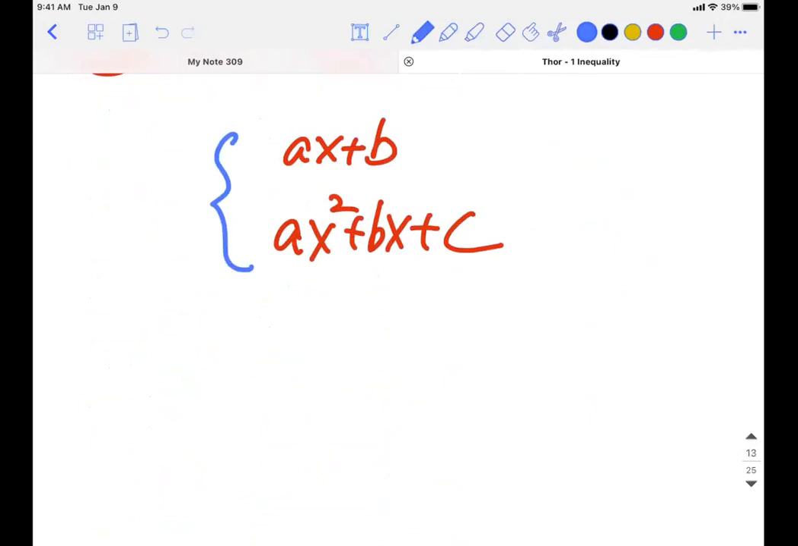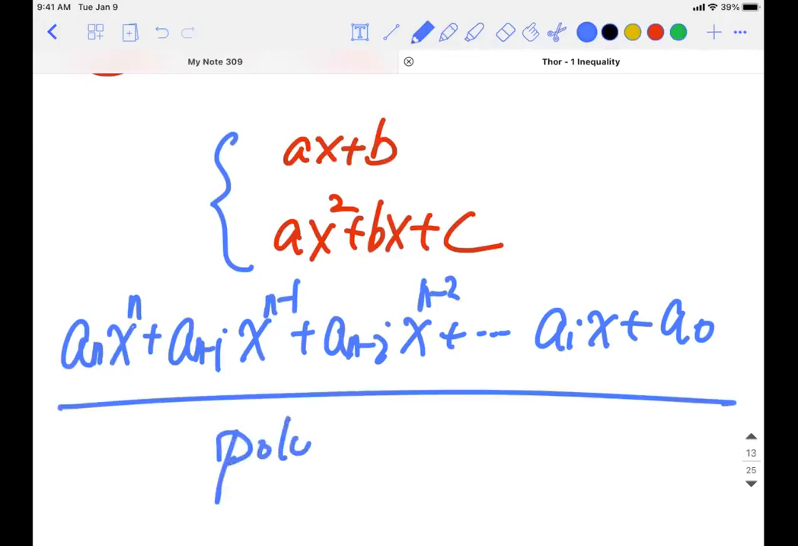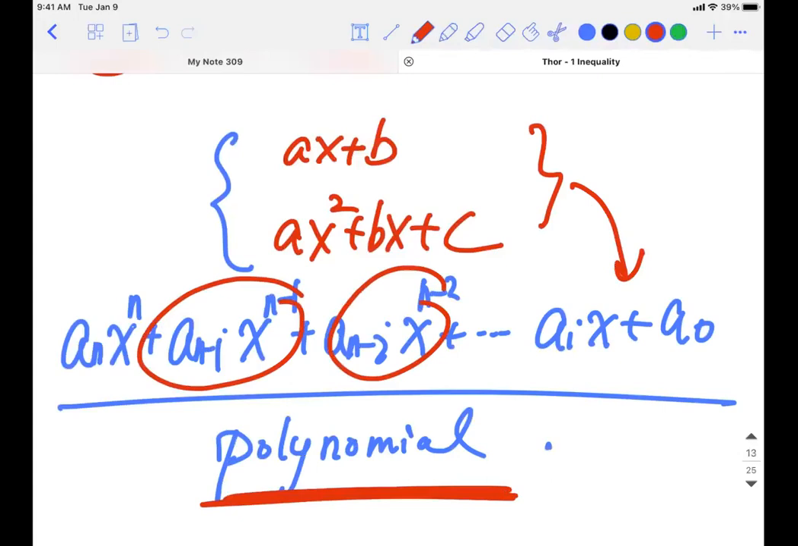Polynomial means any kind of expression I can write as a_n x^n plus a_(n-1) x^(n-1) plus a_(n-2) x^(n-2), and so on, down to a_1 x plus a_0. Anything you can write into such a form is a polynomial. Of course, some terms can be 0, right? There's no need to have every single term. Some terms can be 0, but as long as you can write it into such a form, it is defined as a polynomial, which will give you more ideas for our upcoming lectures.